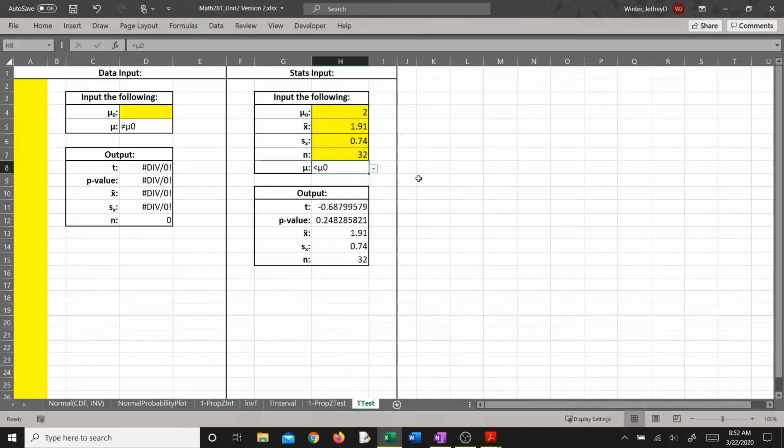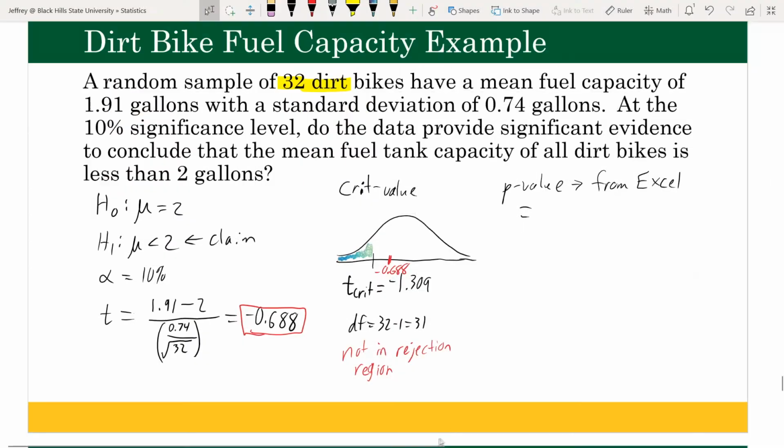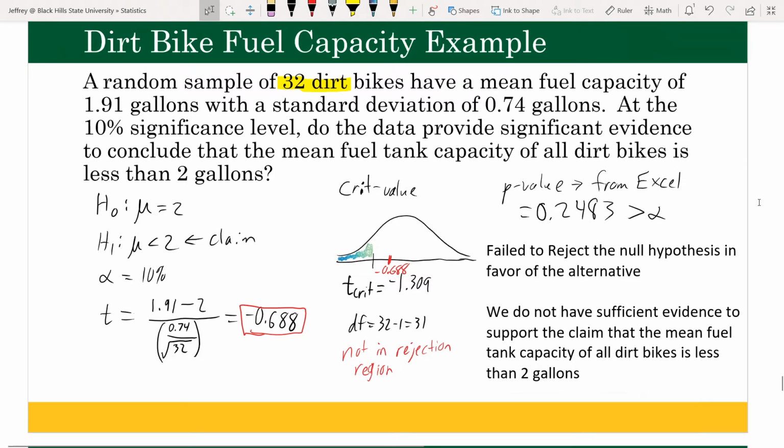So in the Excel sheet, you just simply type in all the information that we have given to us, and then we select the less than mu naught. And it gives us both the test statistic, which we already found, as well as the p-value. And noticing that our p-value is in fact greater than alpha, we fail to reject the null hypothesis in favor of the alternative. And because the claim was in the alternative, we do not have sufficient evidence to support the claim.